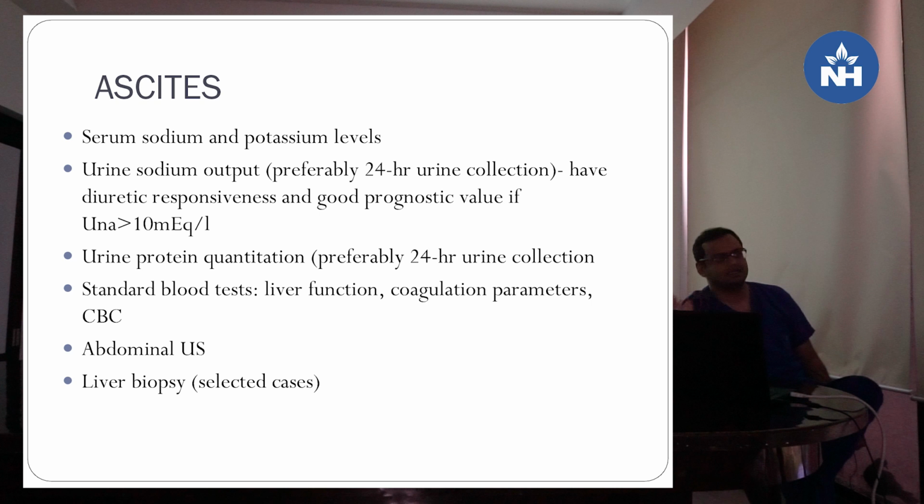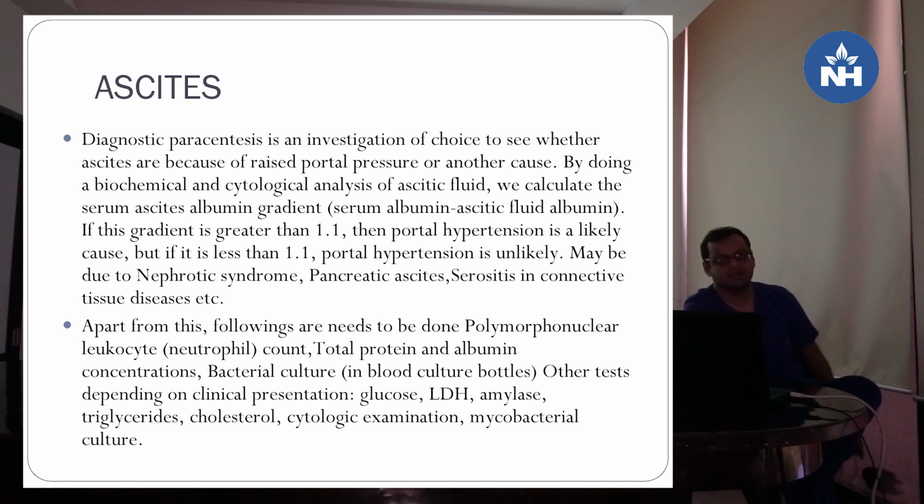If it is more than 10, that is good; the patient will respond to diuretics and its survival rate will be more. Urine protein quantification, standard blood test, liver function test, CBC, coagulation parameter, USG, and in some cases liver biopsy. Diagnostic paracentesis is the investigation of choice to see whether ascites is because of portal hypertension or another cause. So we have to check the serum albumin ascitic fluid albumin gradient, the SAAG.